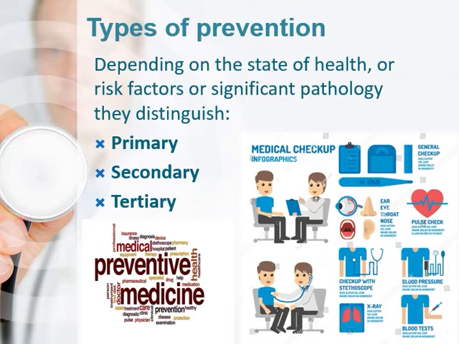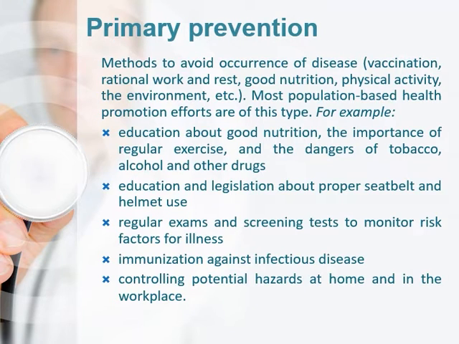Depending on the state of health or risk factors or significant pathology, there are three types of prevention: primary, secondary, and tertiary. Primary prevention includes methods to avoid occurrence of the disease: vaccination, rational work and rest, good nutrition, physical activity, and the environment. Most population-based health promotion efforts are of this type.